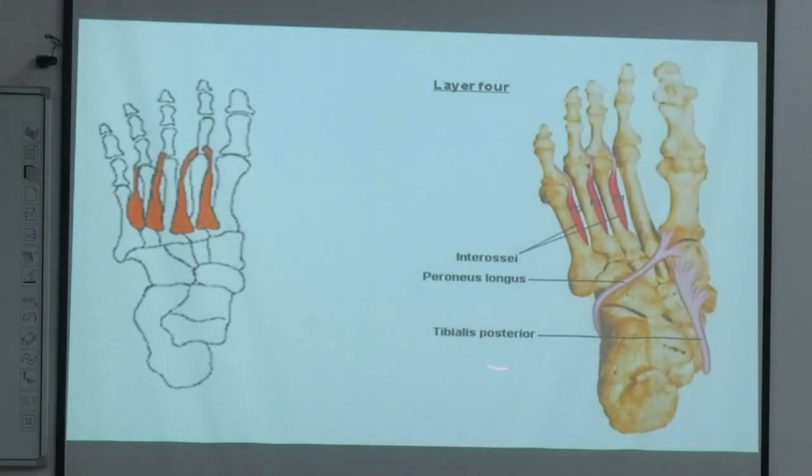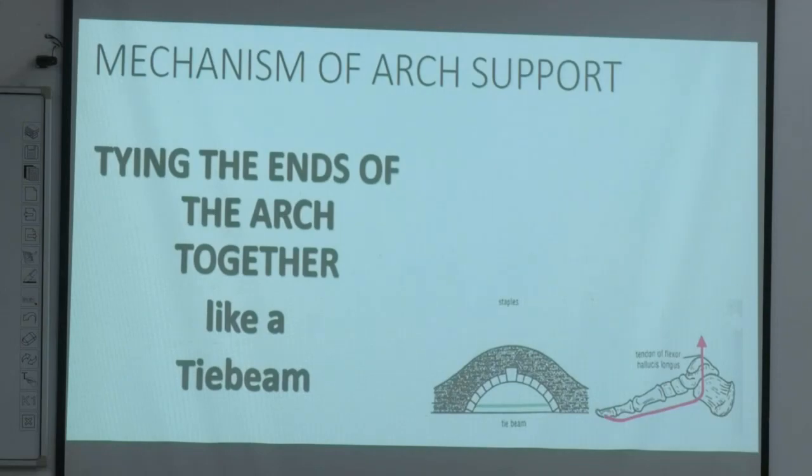Okay, this is the fourth layer of muscles of the sole. This tendon will act as a sling, the peroneus longus tendon. This crosses from the lateral to the medial side and inserts into the base of the first metatarsal and the medial cuneiform. And this is the tibialis posterior tendon insertion. And these are the palmar interossei and dorsal interossei.